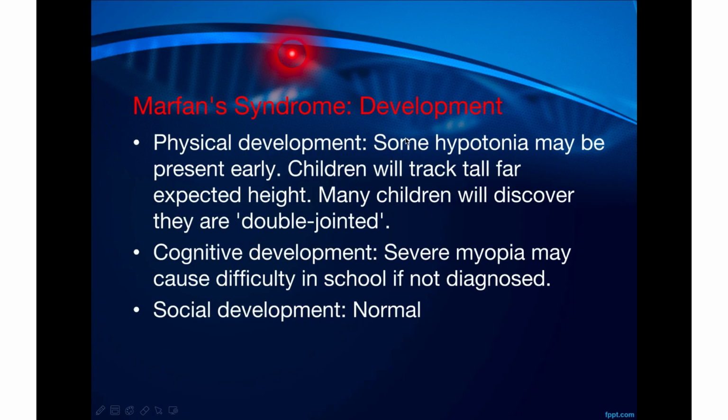Next, okay, for development, usually physical development, some hypotonia may be present early in life. Children will track tall for expected height. Many children will discover that they are double jointed at this point. Also cognitive development, they might also have severe myopia, which may cause difficulty in school if not diagnosed early. Social development is going to be normal in this case.